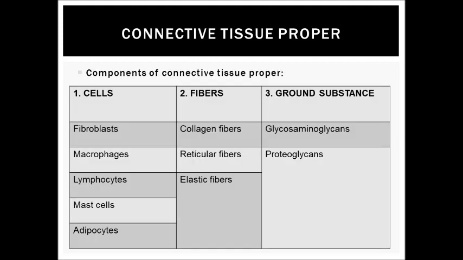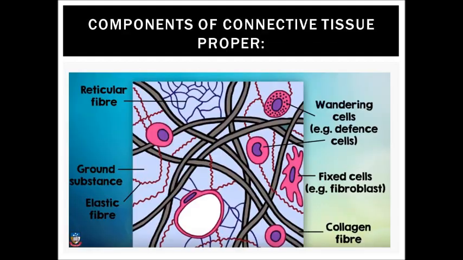Let's look at the components of connective tissue proper. There are cells, fibers, and ground substance. For fibers, there are three types: collagen, reticular, and elastic fibers. For ground substance, it is an amorphous, gel-like, and colorless substance. You can see an example here if we put all the components into an image.